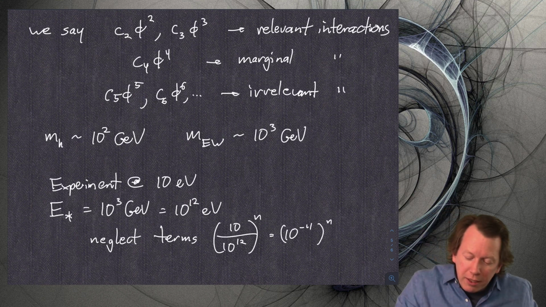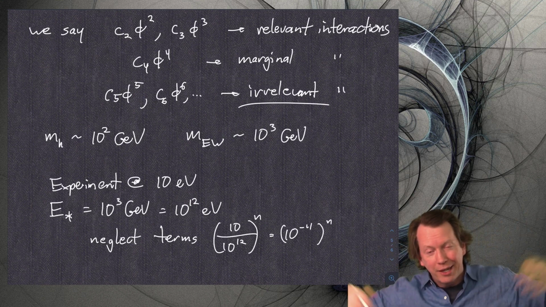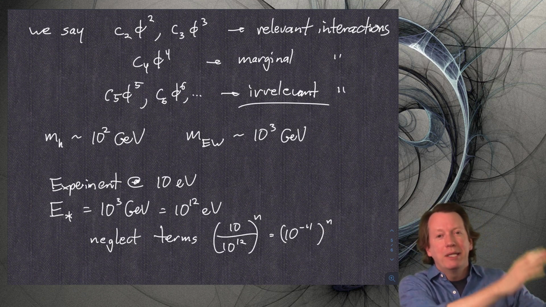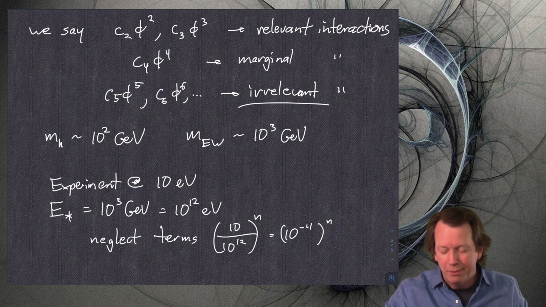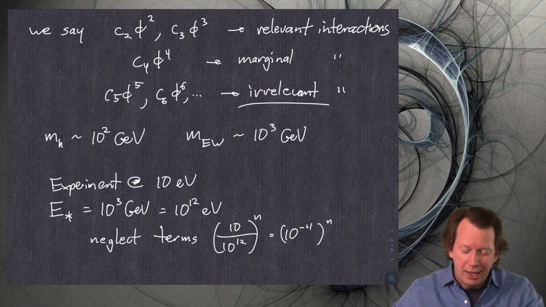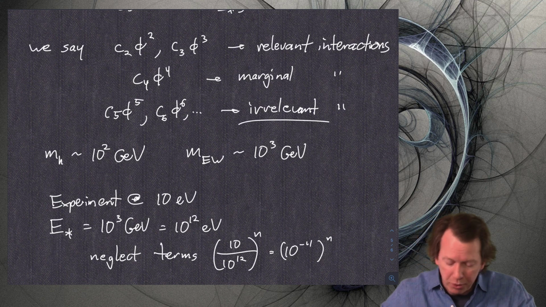So all of these irrelevant operators are exactly that. They are contributions to your equations of motion, but they are suppressed by a big number, 10 to the minus 11 outside them, or 10 to the minus 22, or 10 to the minus 33, or whatever. So that's why these are irrelevant operators.